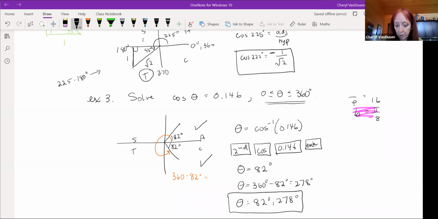So if you want to, you can take your calculator and go cosine 82 and get point. Now it's not quite 0.146, it's 0.139 because we rounded, remember? And then do the cosine of 278 and make sure you get that same number. And so we're sure that we've got that correct answer.